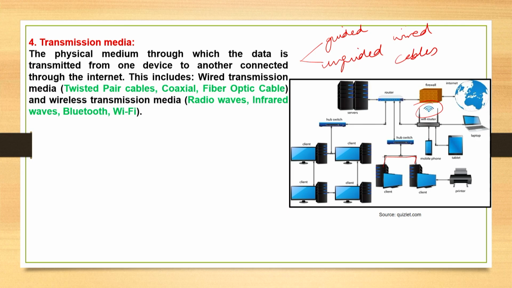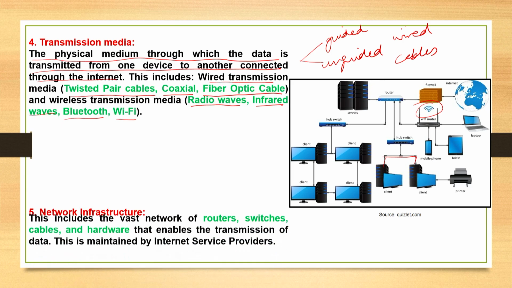In the case of wired transmission, we may have twisted pair cables, coaxial, or fiber optic cable. In the case of wireless media, we can have radio waves, infrared waves, Bluetooth or Wi-Fi. These are basically the physical medium through which the data is transmitted from one device to another, connected through the Internet.